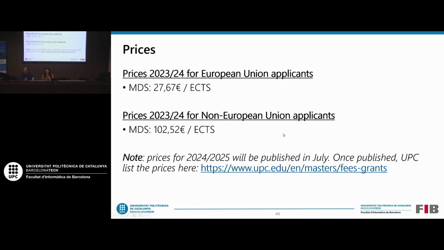So these are the prices for the master. If you are a European student, your price is subsidized, so it's partially paid by the Spanish government. The ECTS credit is paid at 27.67. If you are non-European, it's not subsidized, and you are paying the whole price of the credit. The prices for the next year will be published for 24-25 at this link. But there is no prospect of change; most probably, I think we can guarantee they will be the same.